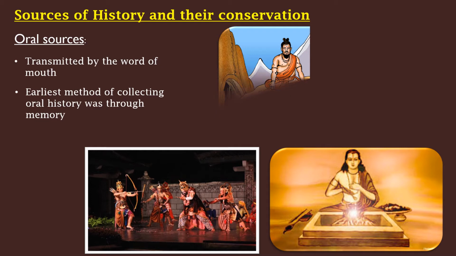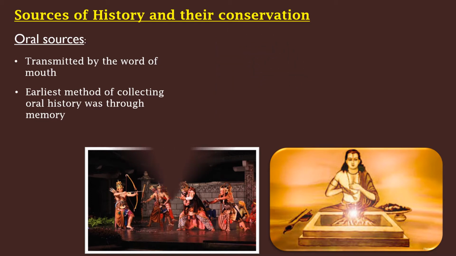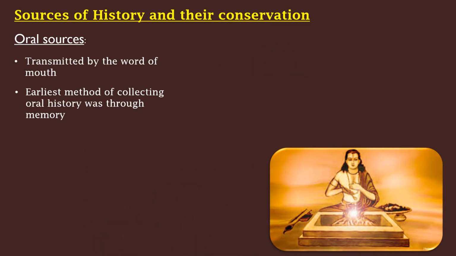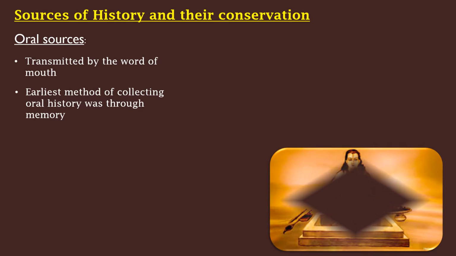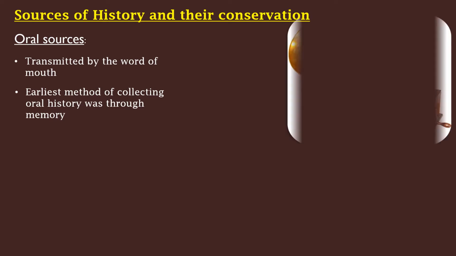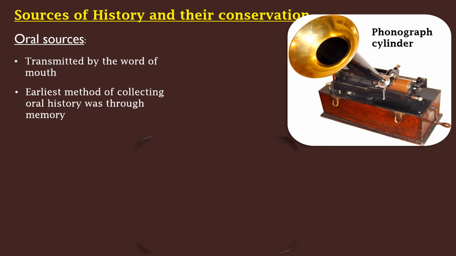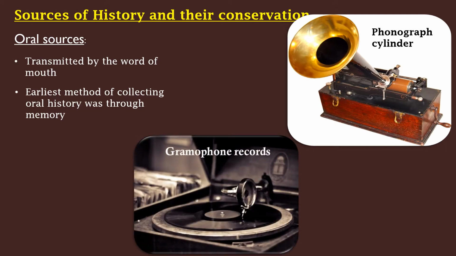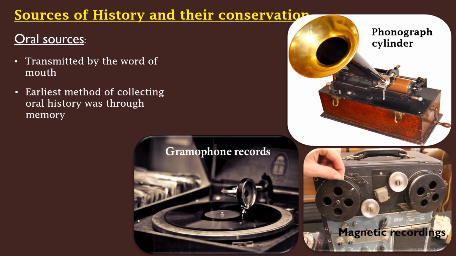With the advent of the written word, it became possible for cultures to preserve their history with the memory of a selected few. Spoken word was transcribed. Spoken word can now be recorded on audio or videotape or through newer digital methods. Early methods of recording sound included phonograph cylinders, gramophone records, and magnetic recordings.